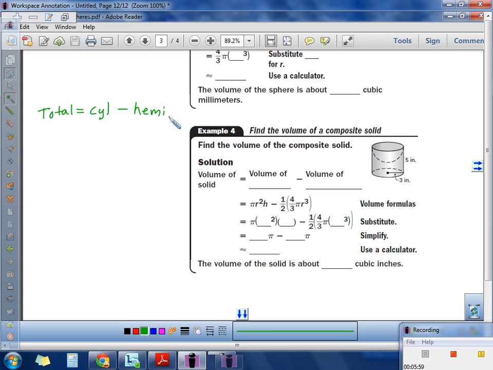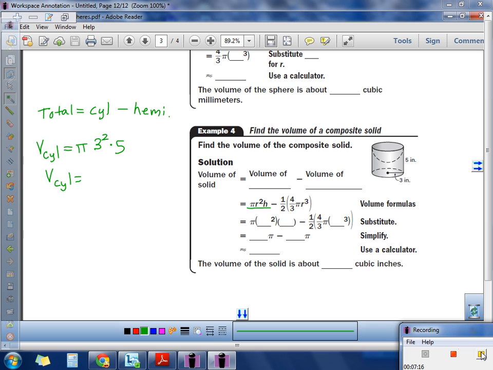So that means we've got to find the volume of the cylinder and the volume of a hemisphere. The first formula is going to be pi r squared h. That's for a cylinder, so we're going to do that one first. The volume of the cylinder is going to equal pi r squared. Well, do we know our radius? Yeah, it's 3. Pi times 3 squared times our height, which is 5. Type that in real quick to get the volume of the cylinder. I'll give you a second.